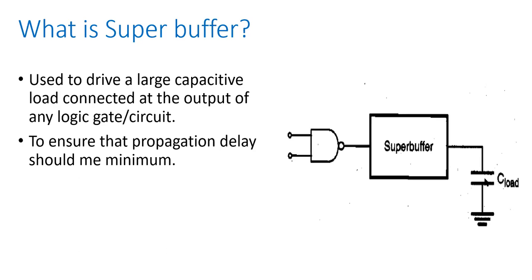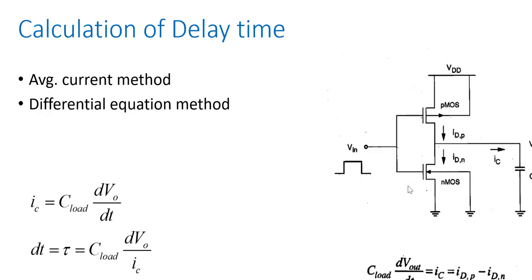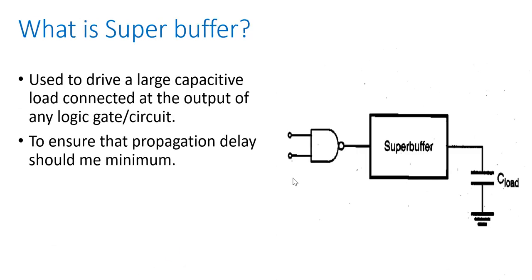Now another thing is there. You know that delay tau, see the equation that came from I equal to C dV by dt, so delay tau is inversely proportional to current, that is the current flowing through the capacitor. So if we can increase the current flowing to the capacitor, that means if this logic gate delivers a high amount of current to the capacitor, then also it is possible to reduce propagation delay. So even without connecting a super buffer, it is possible to reduce propagation delay, but there are some other problems.